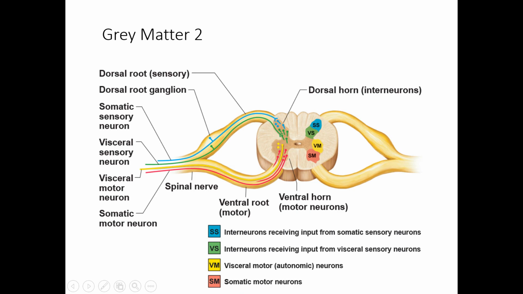Dorsal root ganglia, I will show them in the other picture. So that's again your spinal cord, ventral root, dorsal root. The dorsal root comes out of the spinal cord, and here it has a bulb, and inside there are bodies of the sensory neurons. That is your dorsal root ganglion. And the dorsal and ventral roots merge together and form the spinal nerve.